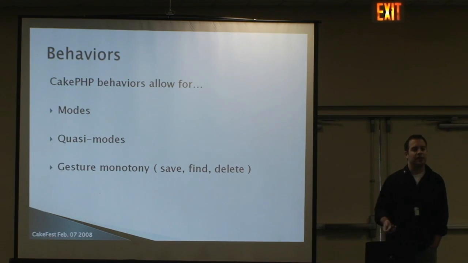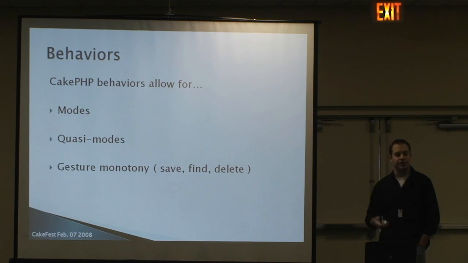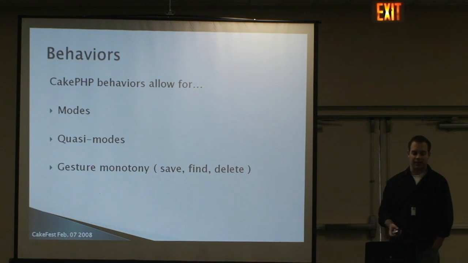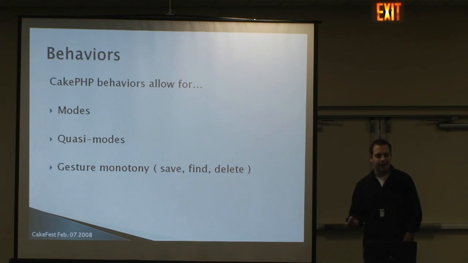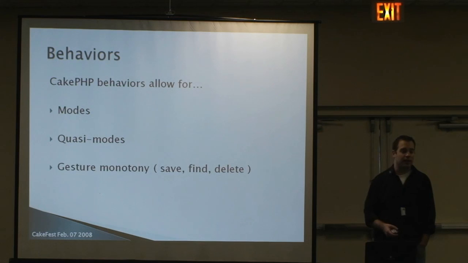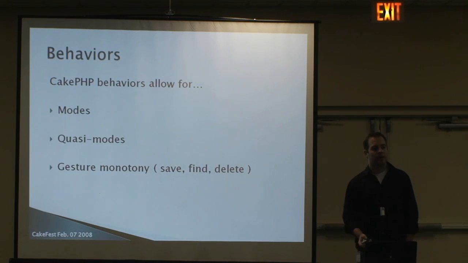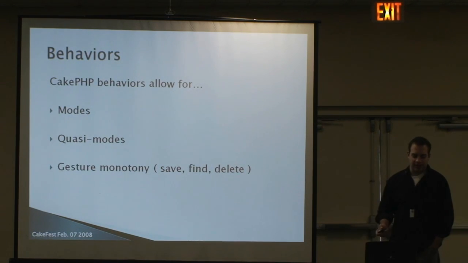So that's basically gesture monotony, because you're reading information, you're saving, finding, or deleting information. And so basically, there's one way to do each one of those functions. Save doesn't at one time save to a database, and another time save to a file, you know. And that's an example of that.